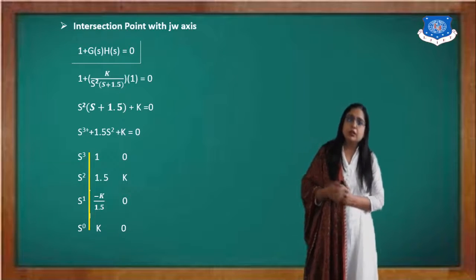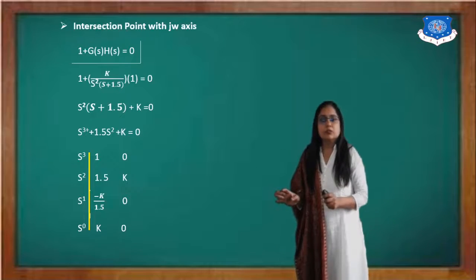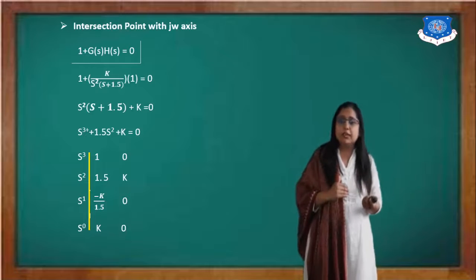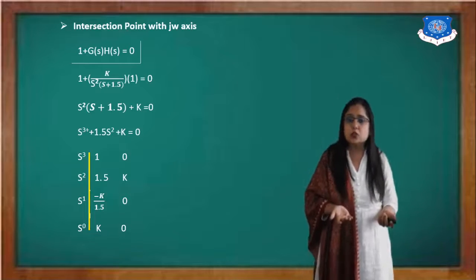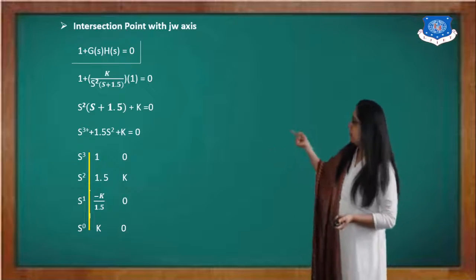Now what we need to do? We have to make one row equal to 0. Can we make the s cube row equal to 0? Then the answer is no, because we have a constant, that is 1. Now you just jump on s square.